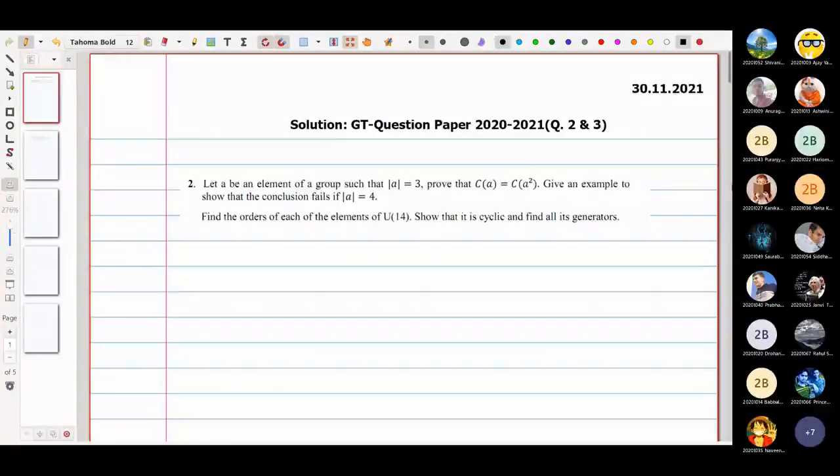So the second question says that if A is any element having order 3, then we have to prove that the centralizer of A is equal to the centralizer of A square.